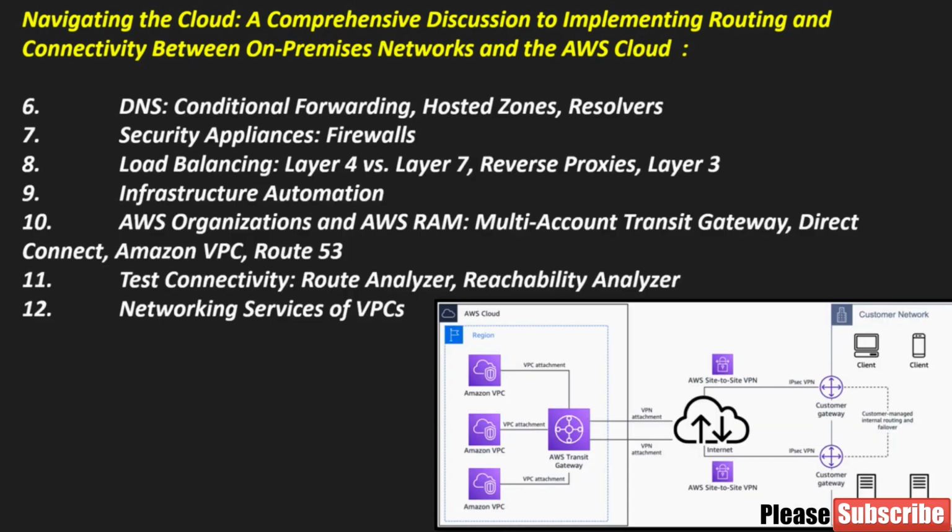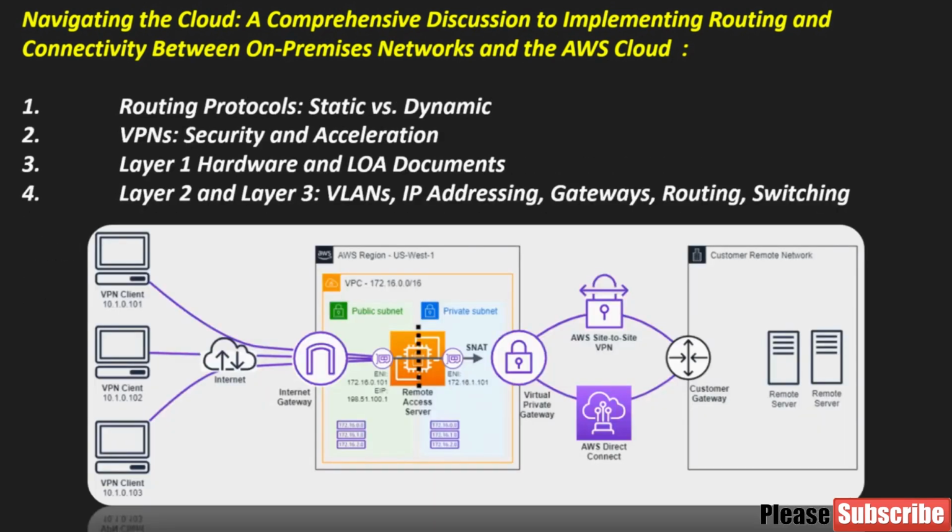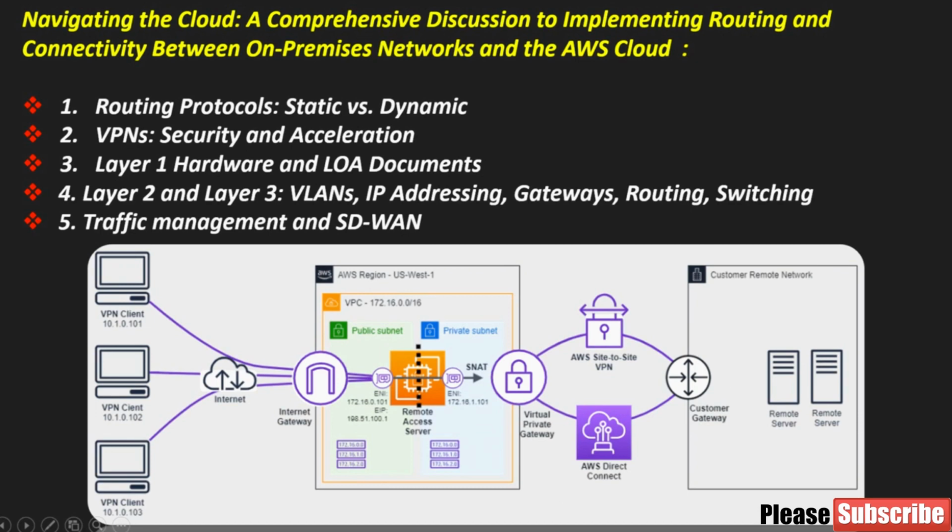So the fifth point is traffic management and SD-WAN, that is Transit Gateway Connect. We need to discuss it now. Efficient traffic management is essential for optimal performance. So AWS offers solutions like Transit Gateway Connect and SD-WAN to streamline and optimize network traffic, providing flexibility and control over the data flows.